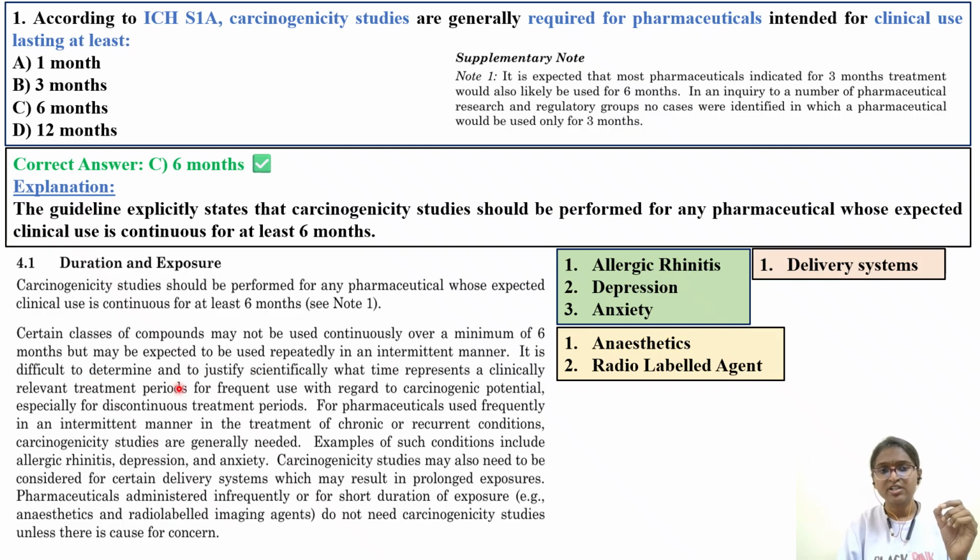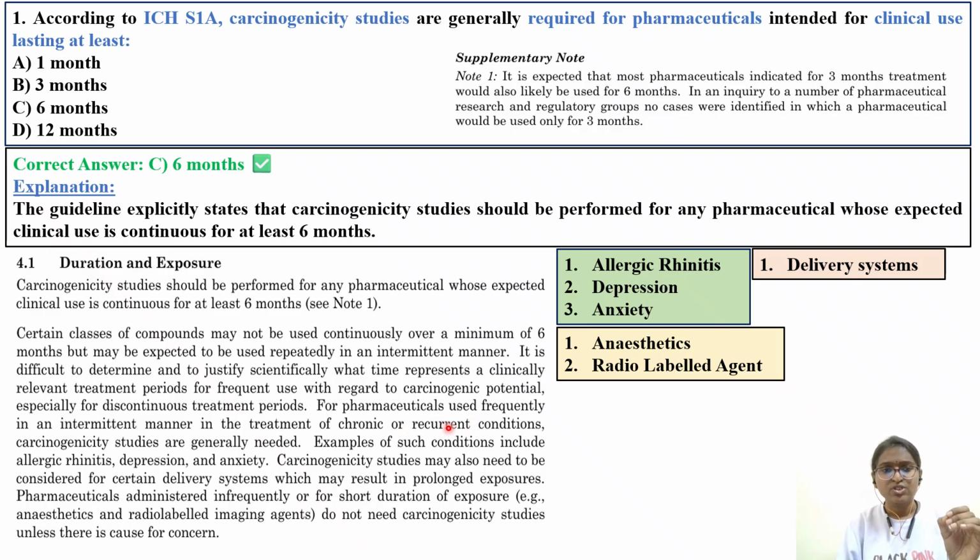Okay, it is difficult to determine and to justify scientifically what time represents a clinically relevant treatment period for frequent use with regard to cancer potential. So how do we categorize this particular class of chemicals which are used intermittently, especially for a discontinuous treatment period, as I told you, twice in a week, thrice in a week?